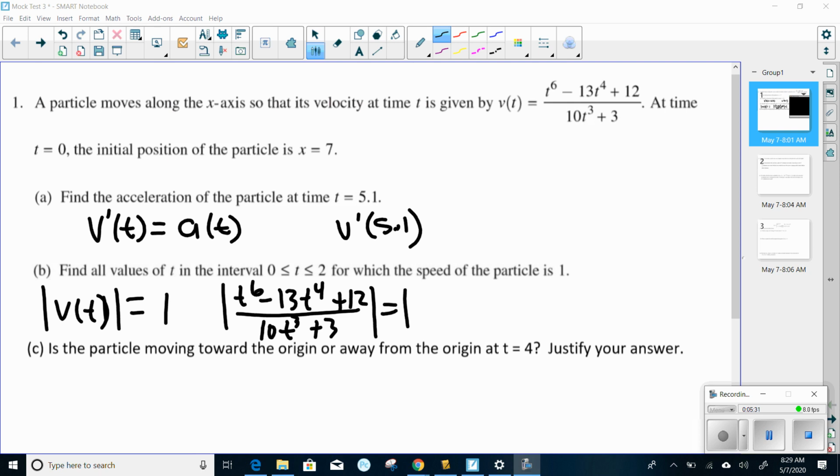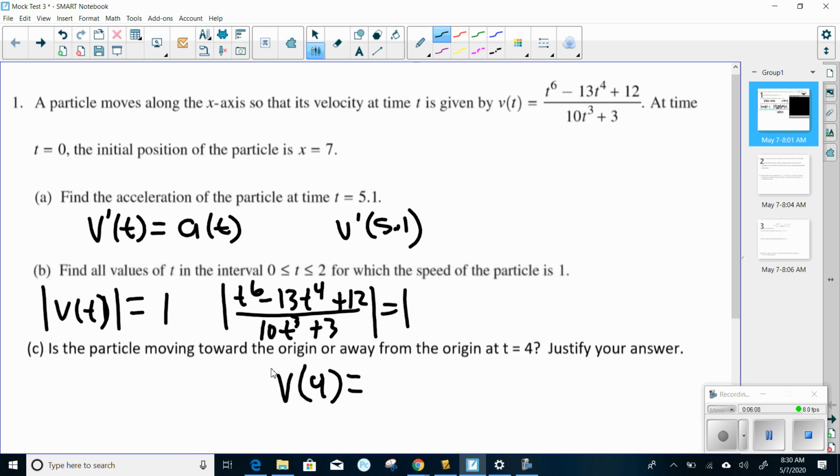Okay, so the only part we're doing is a particle moving toward the origin or away from the origin at t equals 4. So remember, you've got to look at the velocity. If the velocity is positive, it's moving away. If the velocity is negative, then it's moving towards it. So all you really had to do is say, what is v of, and you're just going to plug in 4. And now the question you're asking yourself is, is it positive or negative? And I think when you plug it in there, you get a positive, like 1 point something.